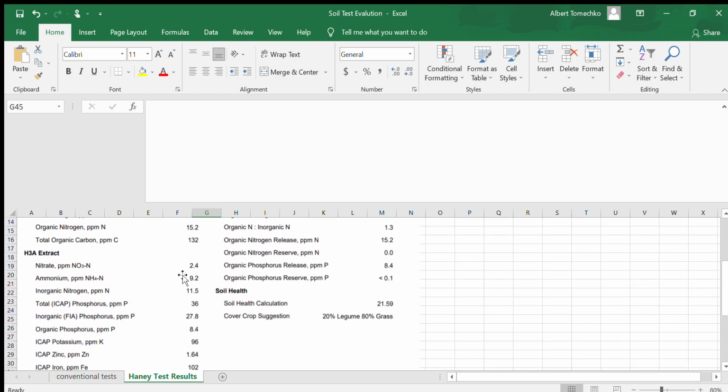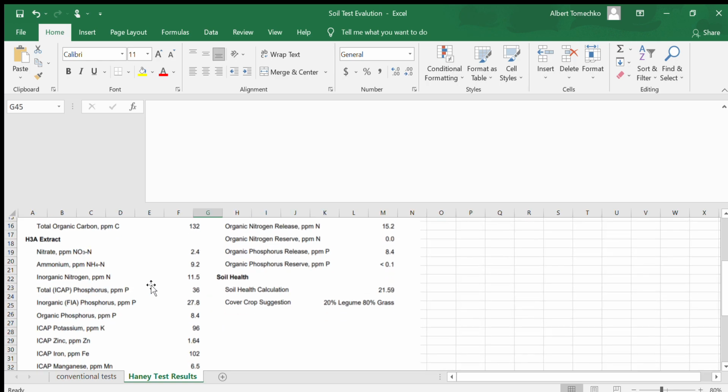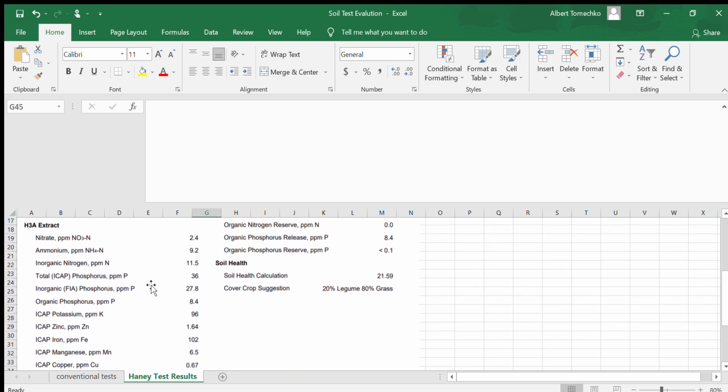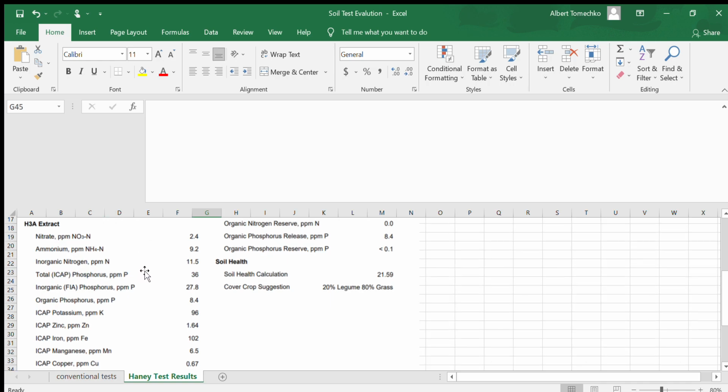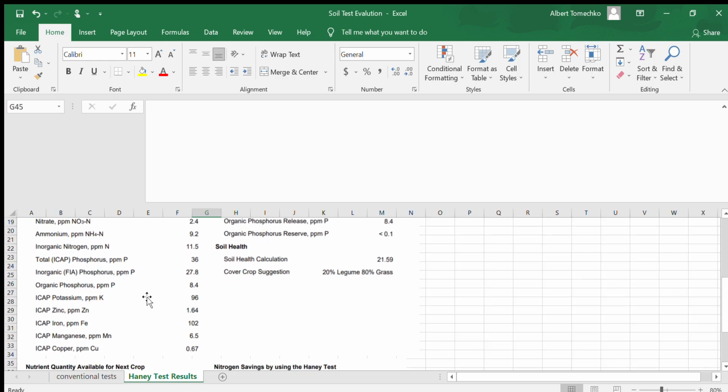In order to extract the other nutrients, macro and micro, so your inorganic nitrate and ammonium. So these are naturally in the soil. They are still inorganic nitrogens, but just want to highlight that nitrate and ammonium are in the soil. Your phosphorus, your inorganic phosphorus, your organic phosphorus, etc.